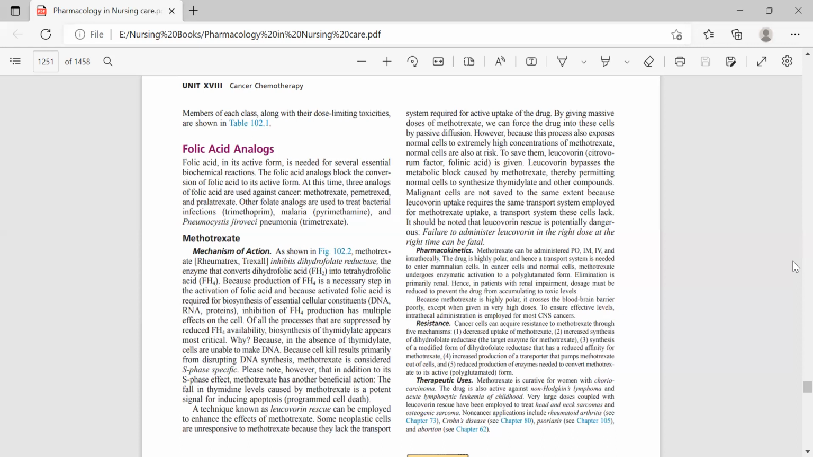it directly inhibits the dihydrofolate reductase, an enzyme which converts dihydrofolic acid into tetrahydrofolic acid. Because the production of tetrahydrofolic acid is a necessary step in the activation of folic acid, and activation of folic acid is required for biosynthesis of essential cellular constituents, that is DNA, RNA, and protein. And its inhibition, the FH4 production inhibition, has multiple effects on cells.